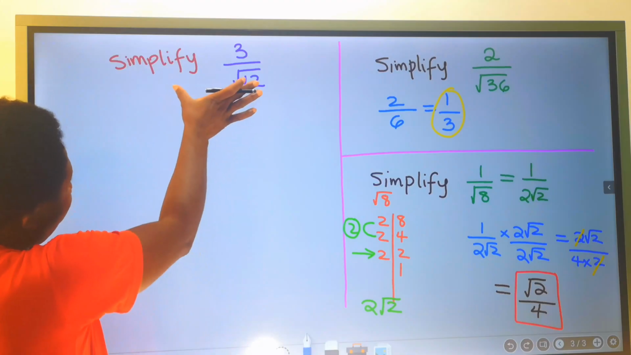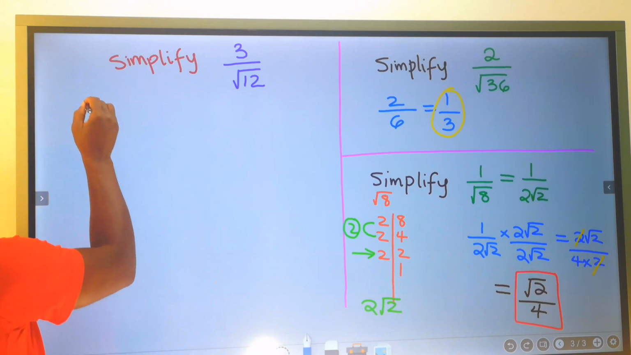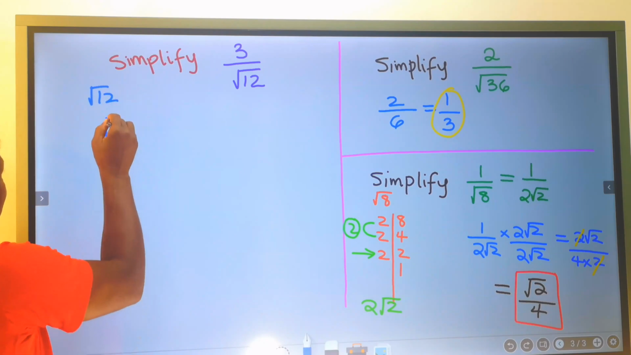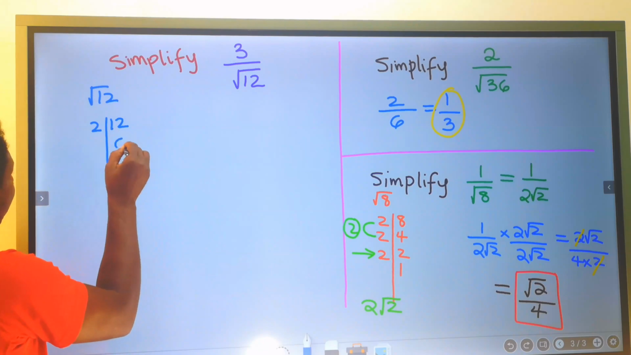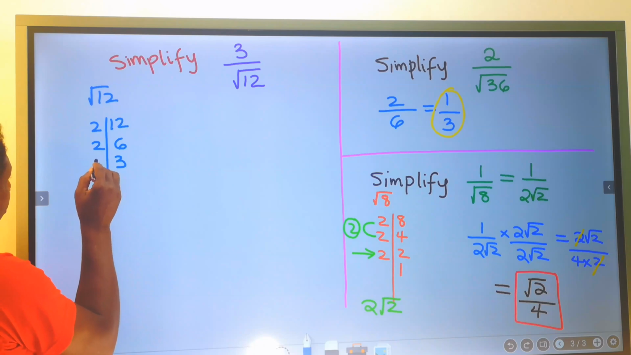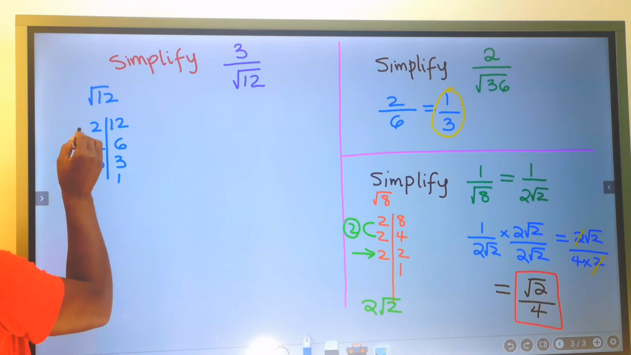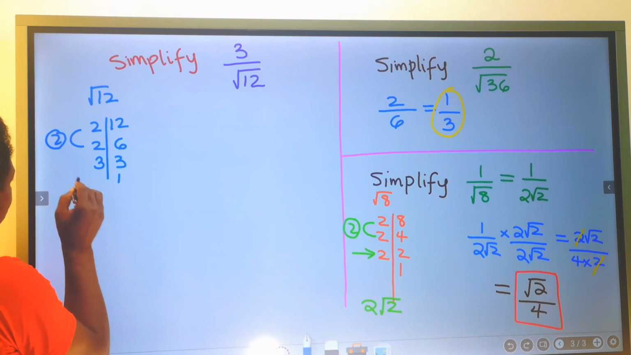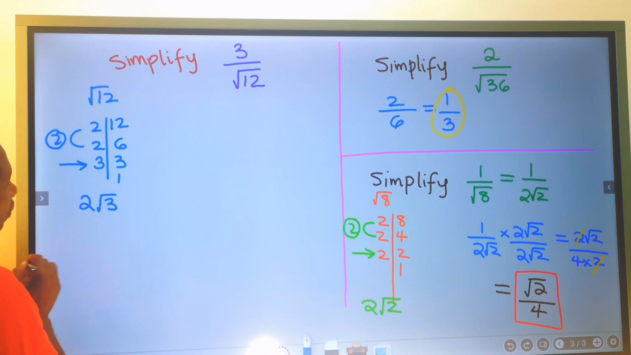Next, let's simplify this. This can be broken down further. We're going to have that the square root of 12 is, we write 12 and start with 2. 2 into 12 is 6. 2 into 6 is 3. 2 cannot go, but 3 into 3 is 1. Next, we pair. This 2 is paired. We're going to have 2. This 3 has no pair. We're going to put it in root form.